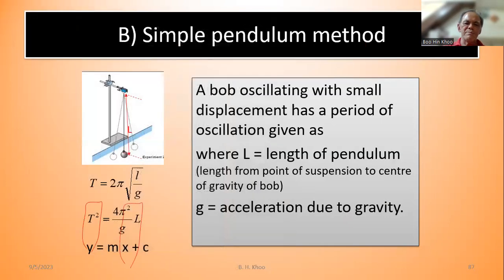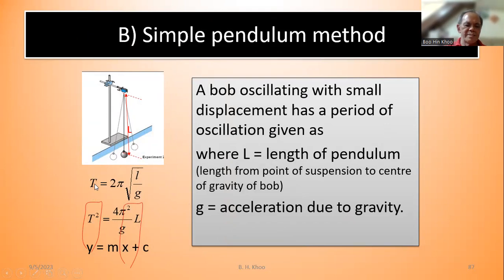And you can use the simple pendulum method. A bob tied to a string and clamped with 2 pieces of wood. The bob swings with small displacement of less than 10 degrees, and the period is given by this equation. L is the length of the pendulum. We measure from the point of suspension, that point, to the center of the bob here. g is the acceleration due to gravity. So that is the equation.